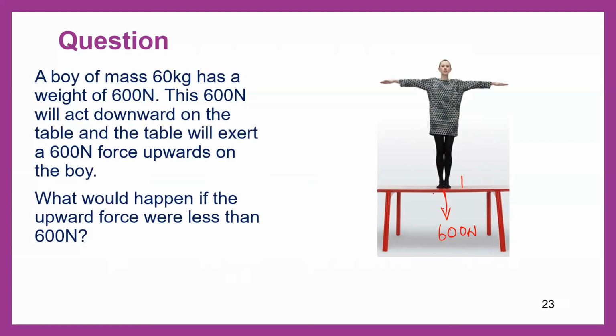So that's the reason when the forces are not balanced. If the table cannot apply the same amount of force upward, if the normal contact force is less than 600 newtons, the table might collapse. So there will be unbalanced forces in that case.